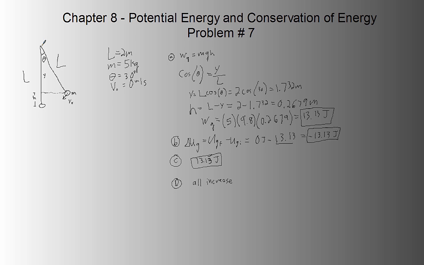You should be able to see that if the pendulum started horizontally, h would equal L, right? Because it would drop the entire length of the string. Alright, that's it for number 7.